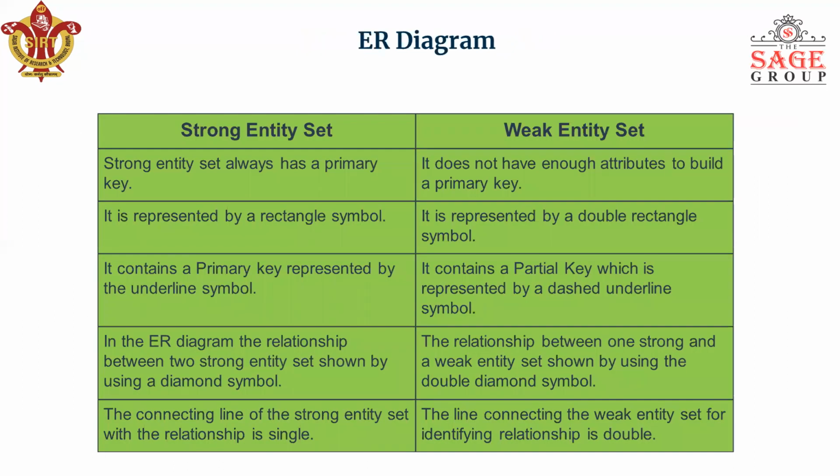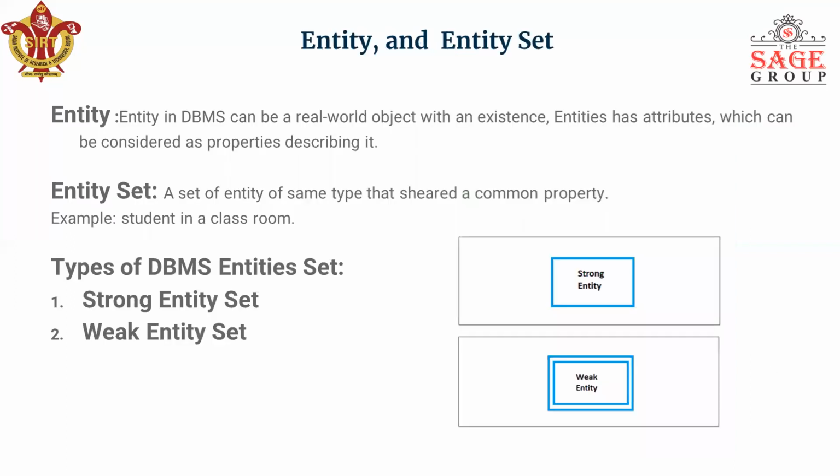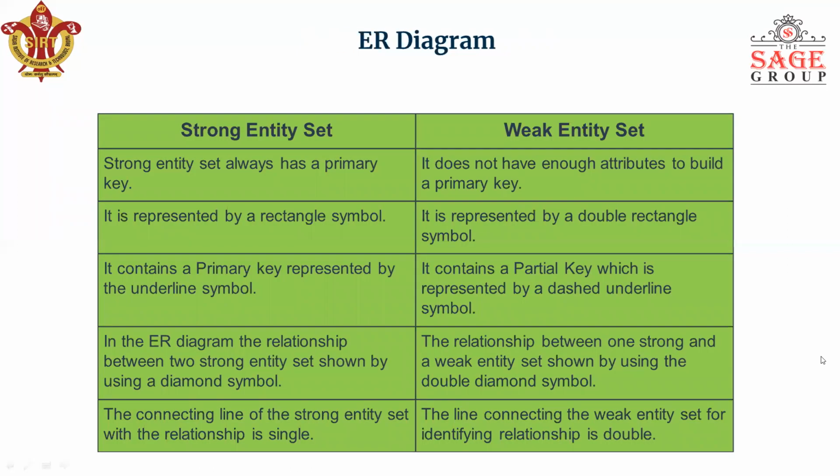Now, what is the difference between a strong entity set and a weak entity set? We have seen that one is represented by a rectangle block and the other by a double rectangle block. This is the graphical differentiation. But if we talk about it in detail, there is some difference. A strong entity set always has a primary key, meaning the entity set that has sufficient attributes to form a primary key is known as a strong entity set.